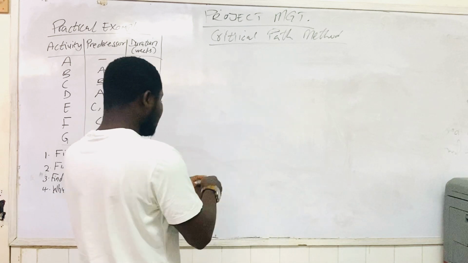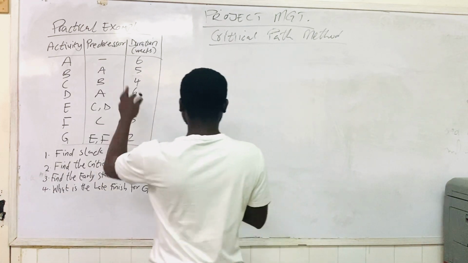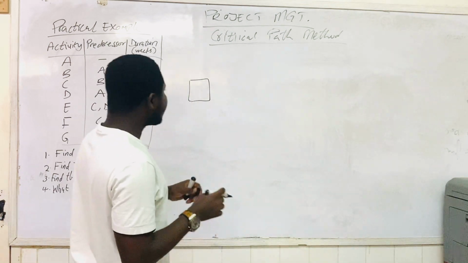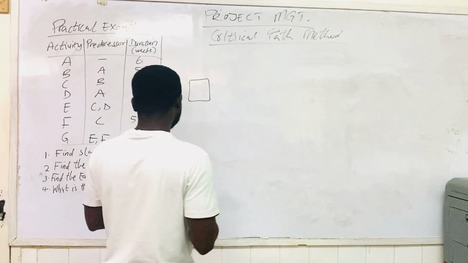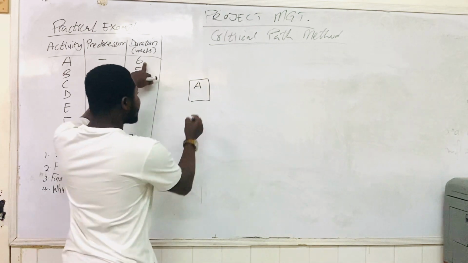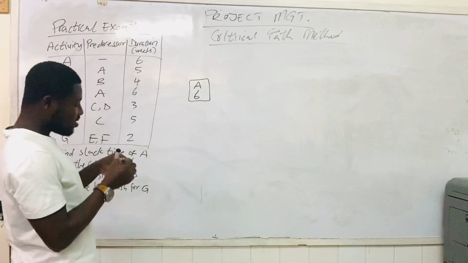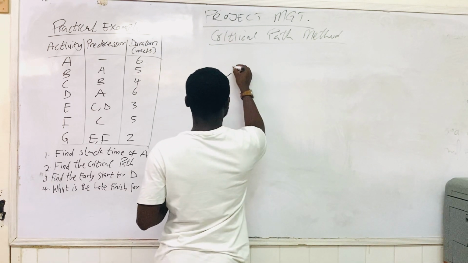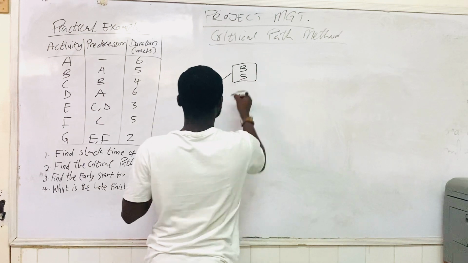So very quickly, first of all, we have to get our network diagram drawn. And so we have activity A here. Our board is not enough. We don't have enough space. And so once I'm done with this one, I clean and then I proceed. So we have our activity A, which has 6 weeks. Then we go to activity B, whose predecessor is activity A. And so activity B is also 5 weeks.